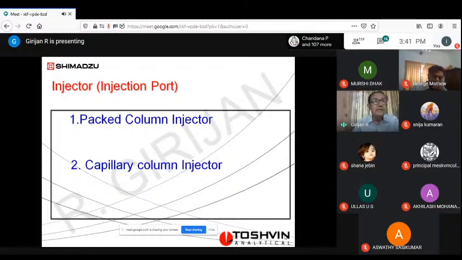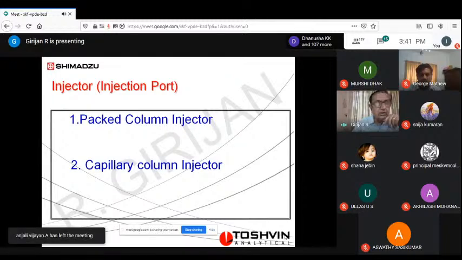So you have to be very careful which column you are going to use. Accordingly, we have to configure the system. But if you purchase a packed column and you have a capillary column injector, you cannot connect it there. You'll have a problem. So you have to initially decide what column you are going to use. Accordingly, we have to configure the instrument and give it to you.